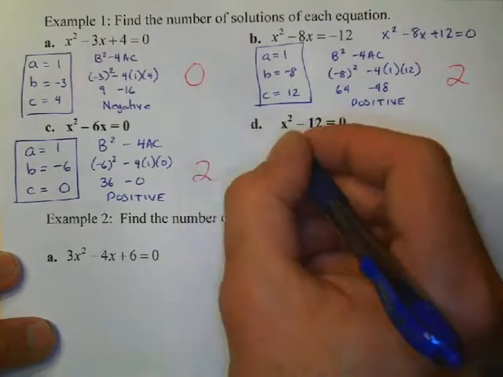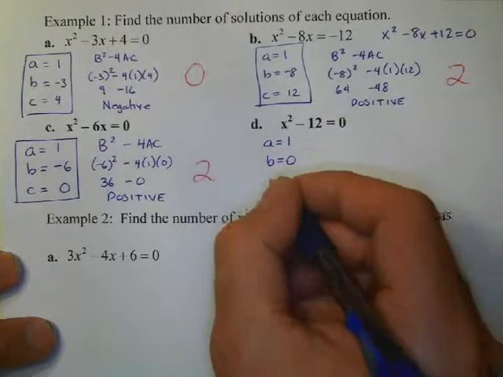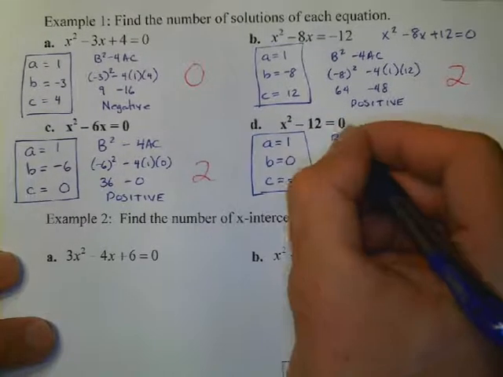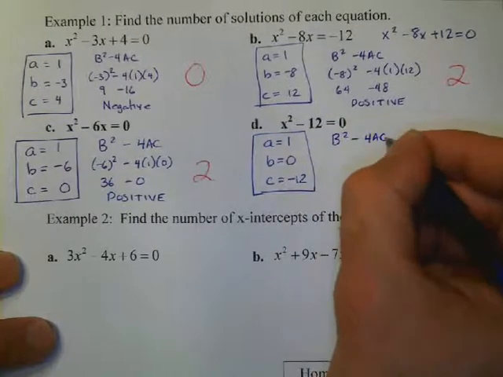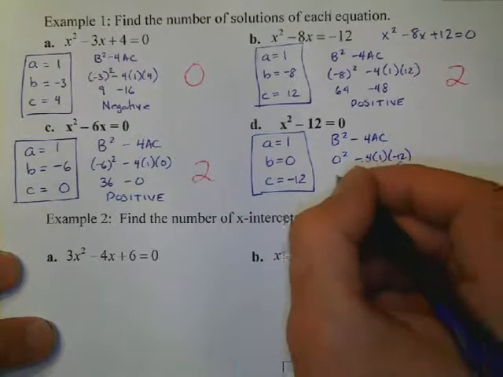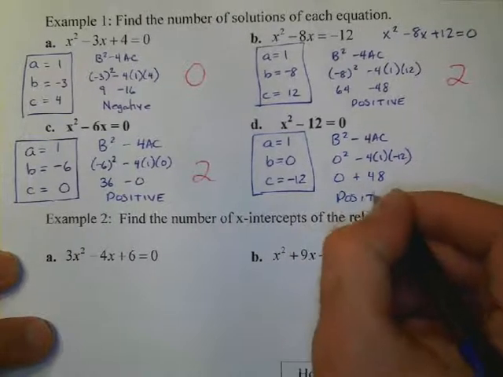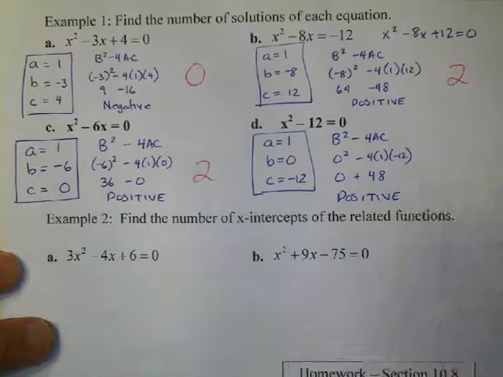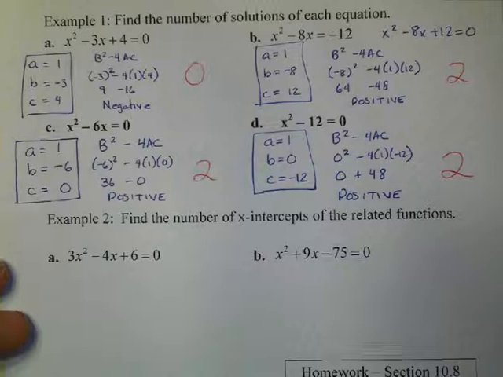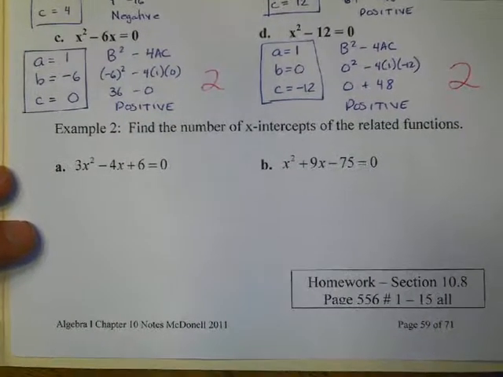Our fourth and last one in this set, we have an x squared term of 1. We don't have an x term, so that's 0, but we do have a c term of negative 12. So we plug this into our discriminant, b squared minus 4ac, and we have 0 squared minus 4 times 1 times negative 12. Well, that's 0 plus 48. Once again, that is a positive. So, as a solution, we're going to have 2 solutions to the problem.